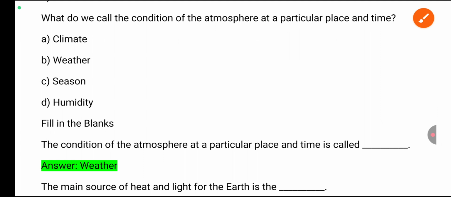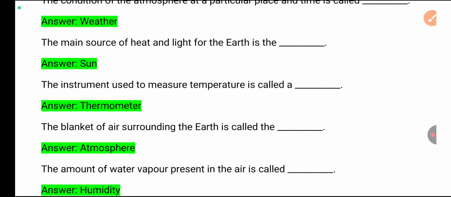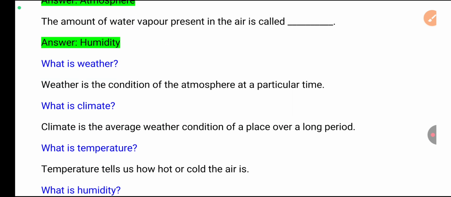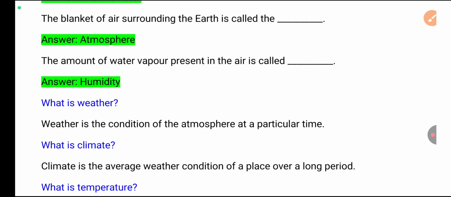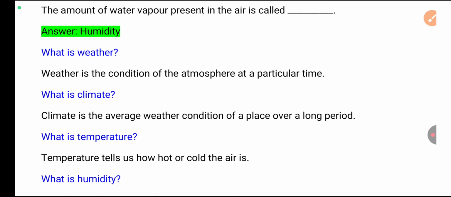Now moving on to the fill in the blanks. The condition of the atmosphere at a particular place and time is called weather. The main source of heat and light for the earth is the sun. An instrument used to measure temperature is called a thermometer. A blanket of air surrounding the earth is called the atmosphere. The amount of water vapor present in the air is called humidity.